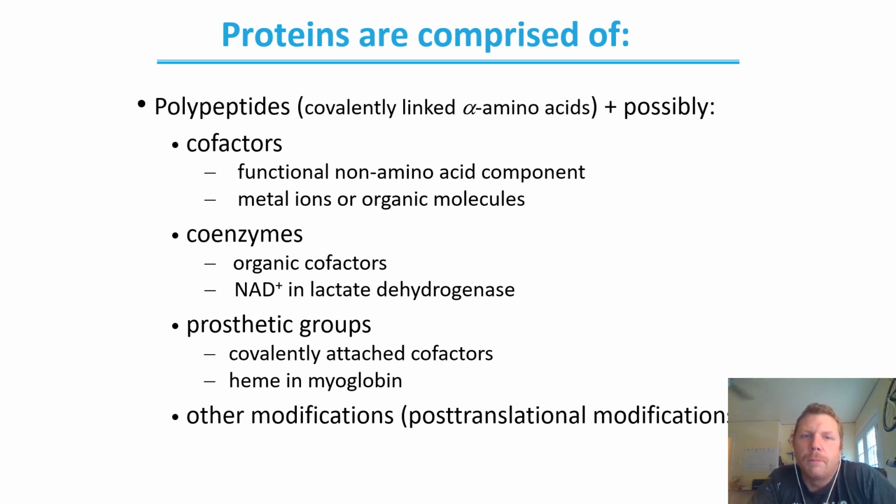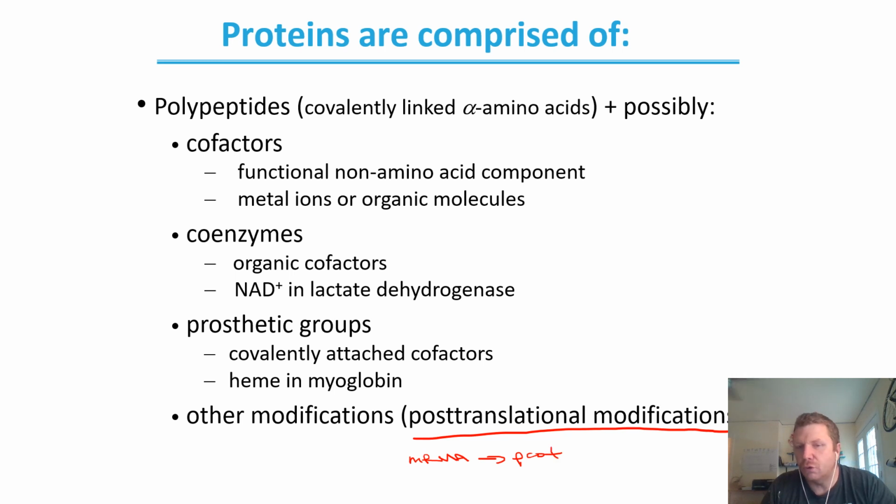Now, proteins are comprised of polypeptides. The amino acids make up one part of a protein, but it might also have a cofactor, a coenzyme, prosthetic groups, or other post-translational modifications. This brings back the process of mRNA to protein, which is known as translation. So these are modifications to a protein after translation has taken place.